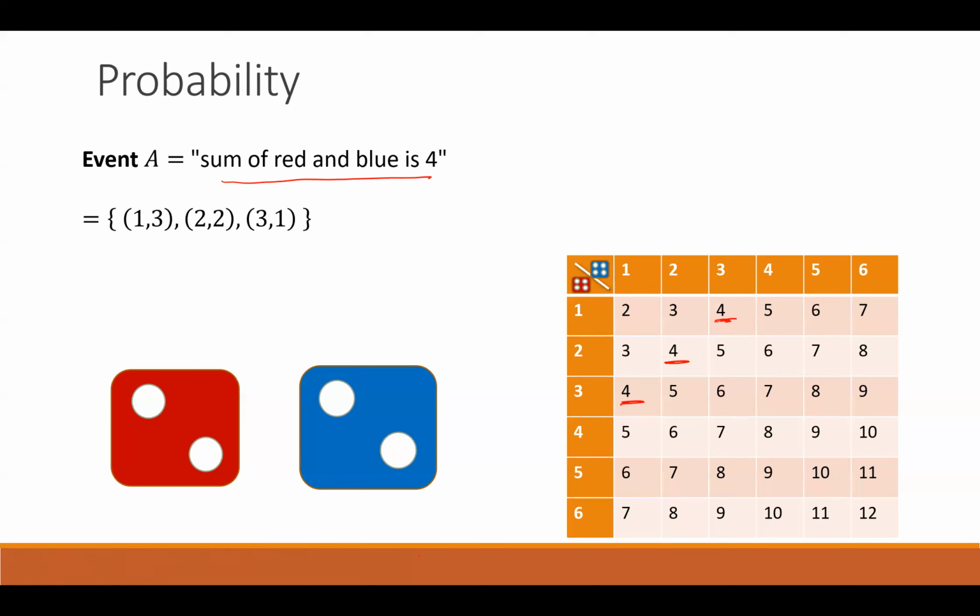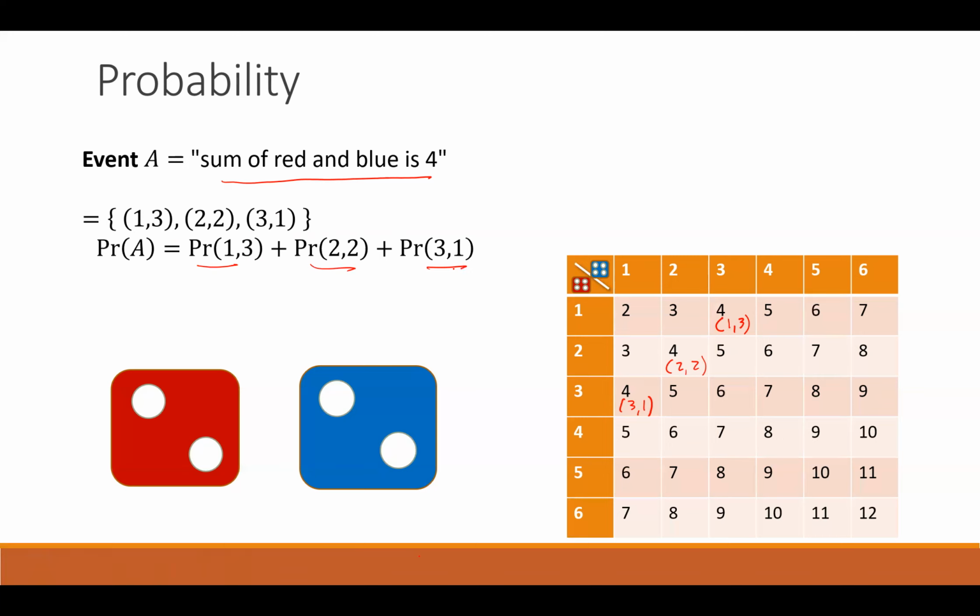So this is 4 here, but I could write it as 1, 3. This I can write as 2, 2. And this I can write as 3, 1. Each of these is an outcome. So A is a subset consisting of 3 outcomes. So I'm going to sum up the probabilities of each outcome.